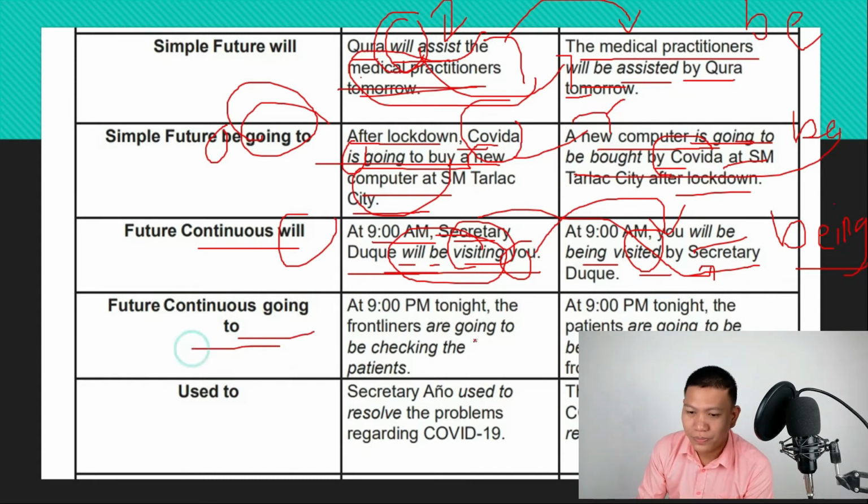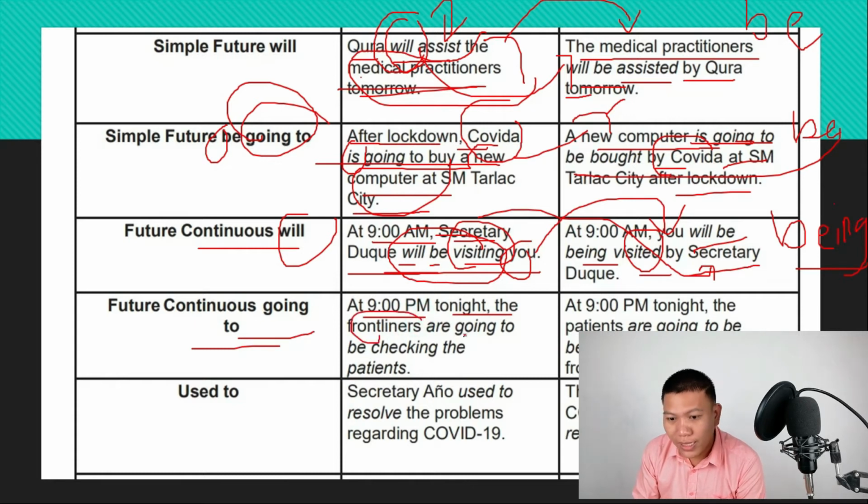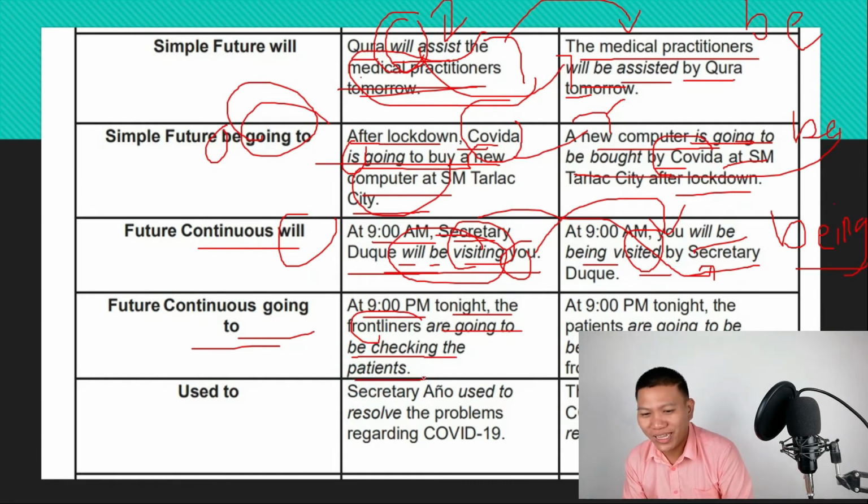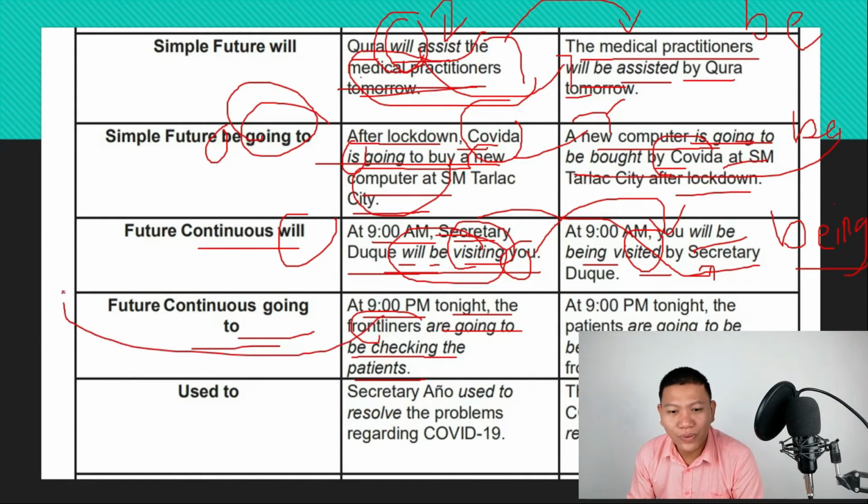Now it's going to. The frontliners, at 9 p.m., the frontliners, okay, going to, since plural, are going to be checking the patients. Are going to be checking the patients. This has the same meaning with this one. It's only that the verb form is different.